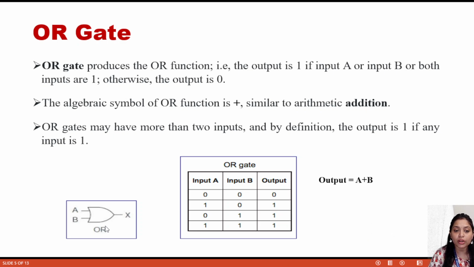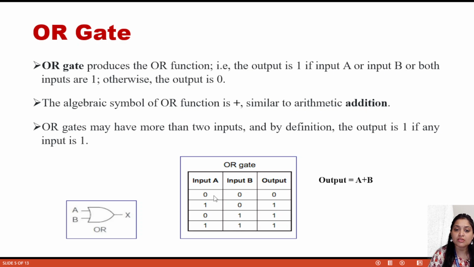This is the symbolic representation of the OR gate. Here A and B are the inputs and X is the output, similar to the AND gate, but just see the difference in the symbol. Now I'm coming to the truth table. Here A is input, B is input, and the output is represented as X. It is denoted as A plus B, that means it is addition. Again we take the same combinations: 0 0, 0 1, 1 0, 1 1.